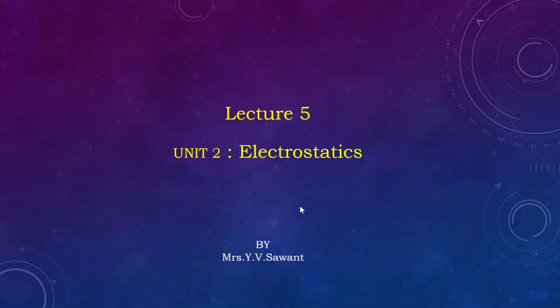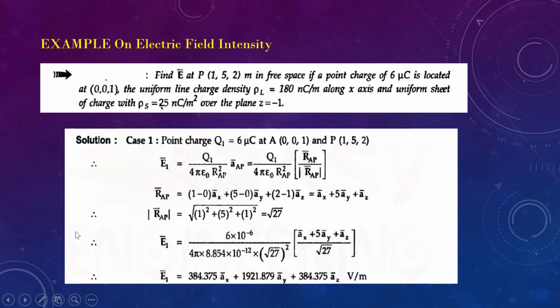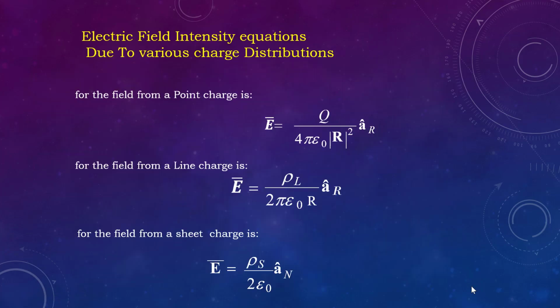Welcome students. Now in this lecture we are going to see a few more examples on electrostatics, that is the electric field intensity and the various charge distributions. In the last lecture we have seen three different equations of electric field intensities due to various charge distributions. First equation is because of the point charge.